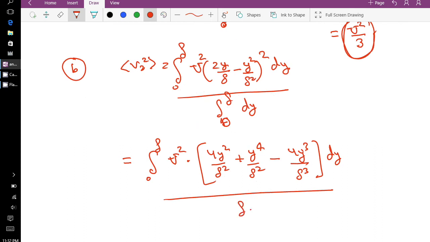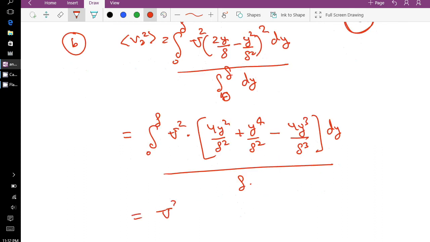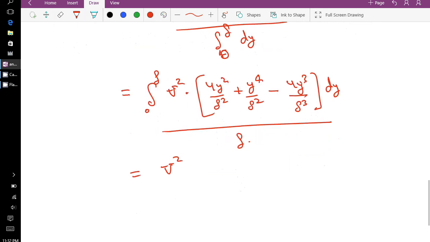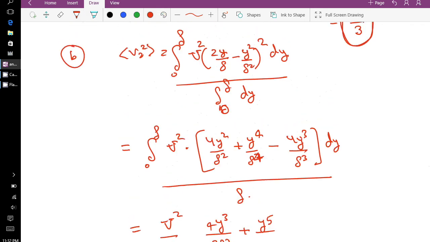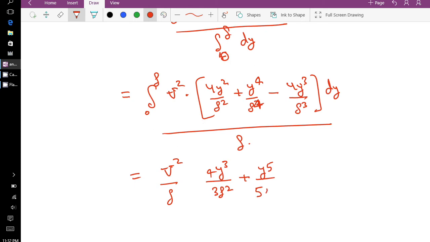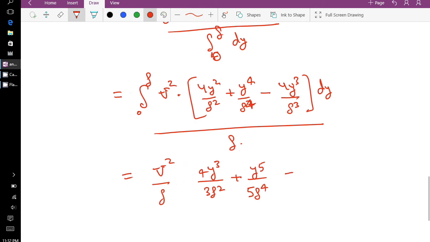In the bottom we have delta. So if we do the integration within the brackets, it is not very difficult to see that this will become 4 y cube by 3 delta square plus y5 by, sorry, my mistake, a small typo, delta 4, because I have y square by delta square squared, so y5 by 5 delta 4, minus 4 y4 by 4 delta cube, from 0 to delta.